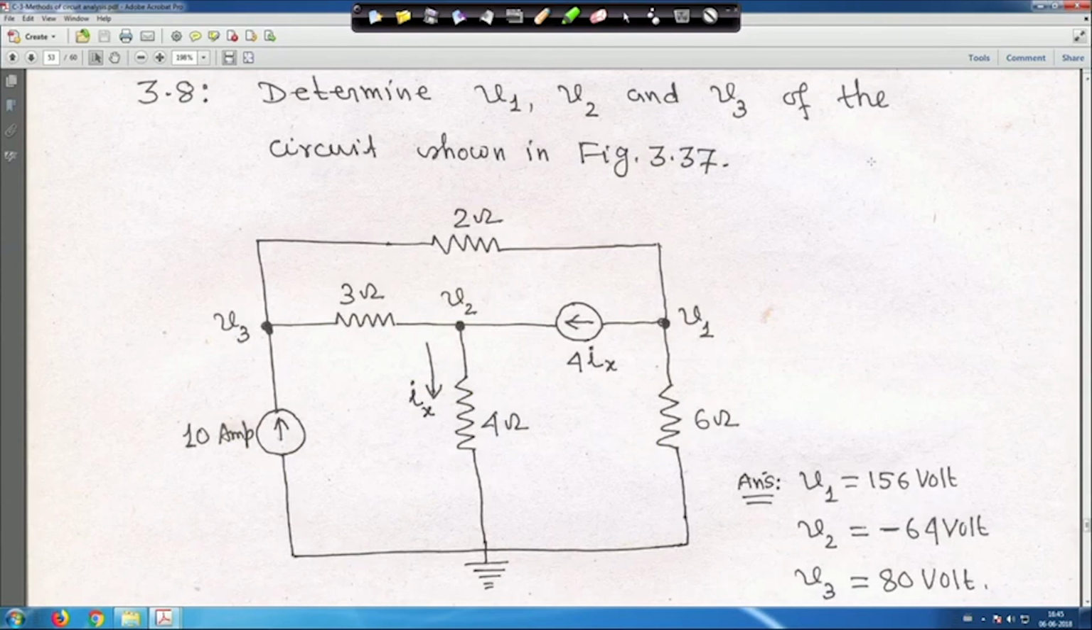I hope enough detail has been given and so many examples have been solved, and I do believe that you have understood all these things. So, next will be circuit theorems.